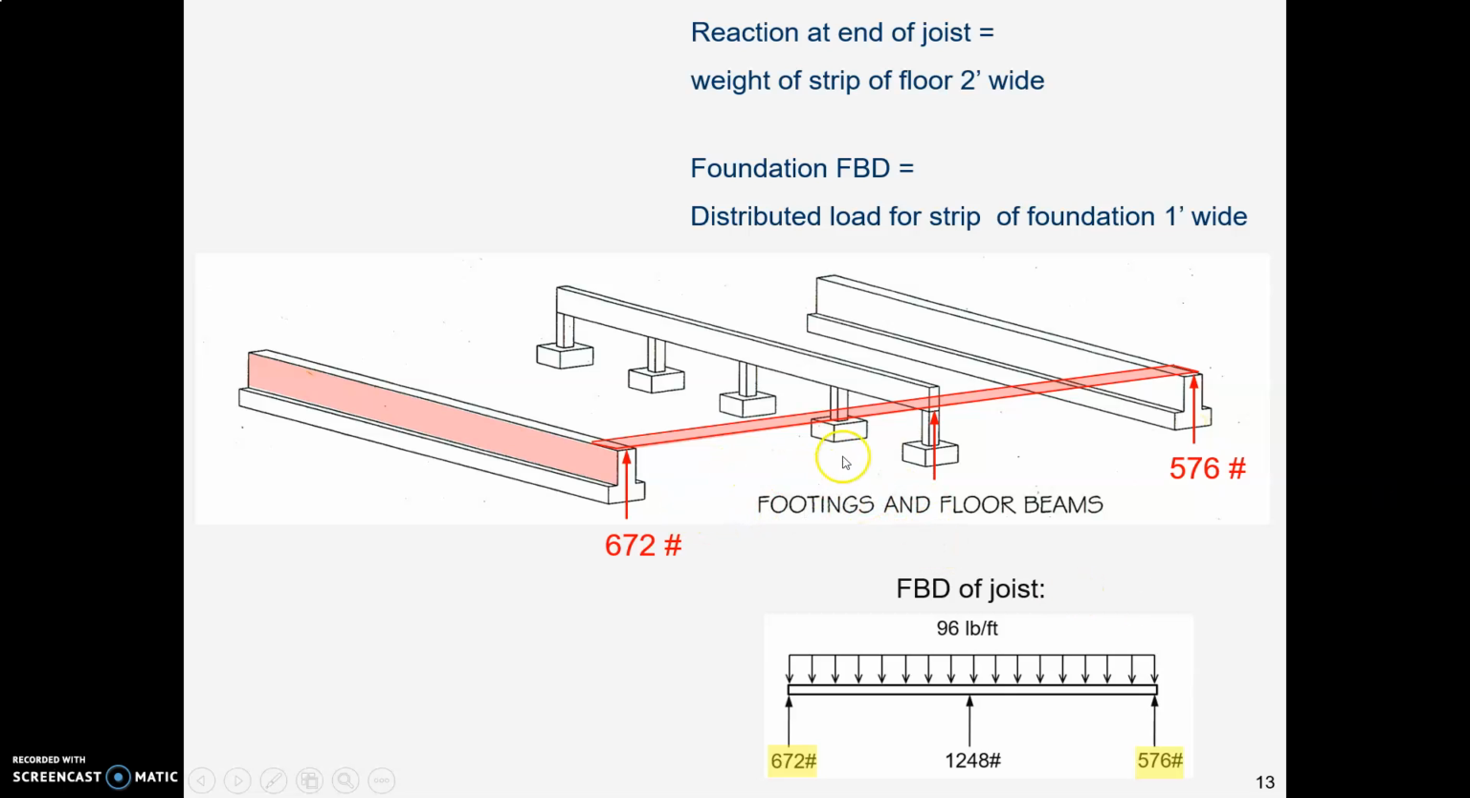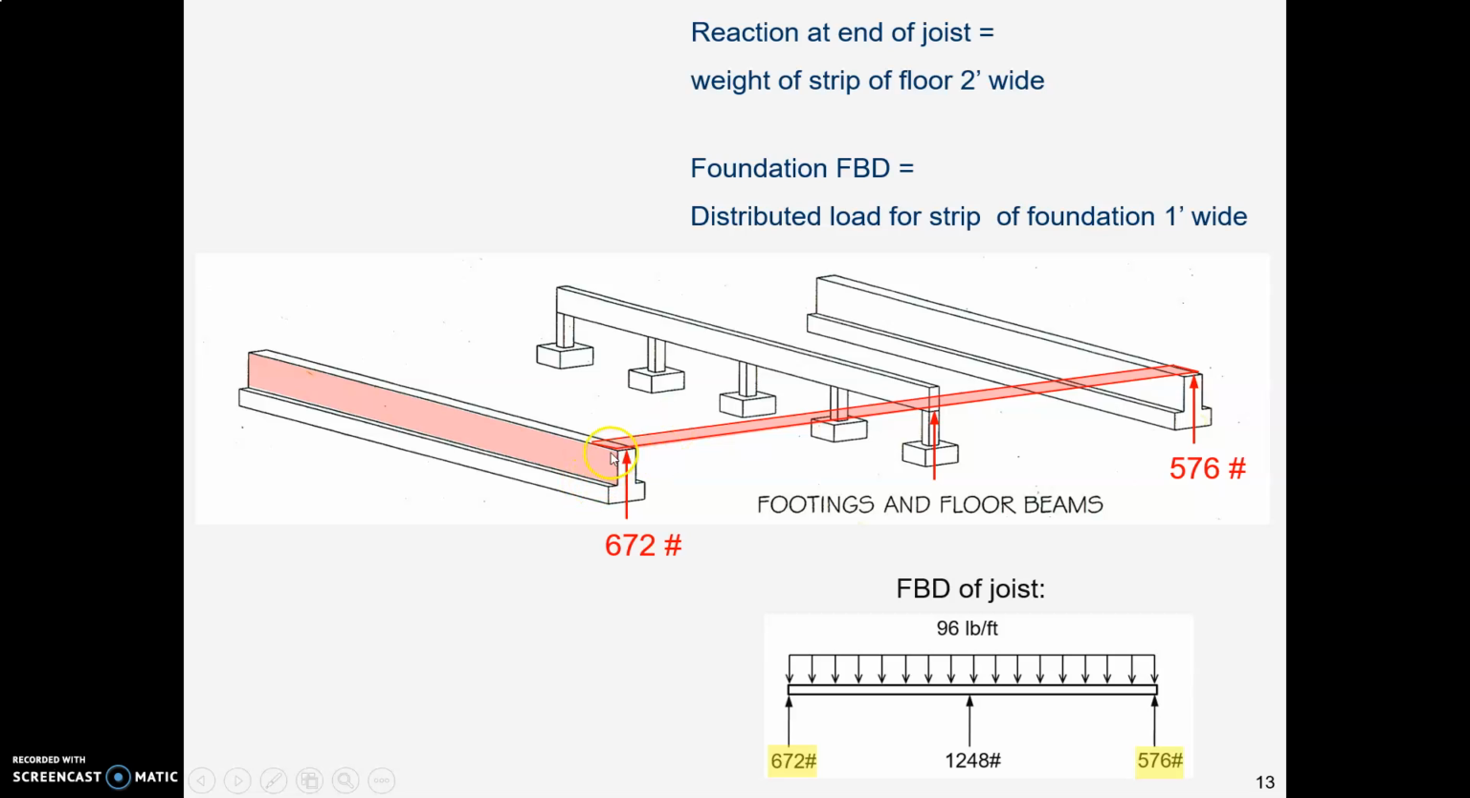Here's a sort of 3D view with a repeat of the free body diagram of the joist that we just found, where, thinking about the ends, where the foundations are, we figured out that one foundation is holding up 672 pounds, and the other foundation is holding up 576 pounds. That's for a 2-foot wide strip, because recall that these joists are 2 feet apart, and so each joist is holding a 2-foot wide strip.